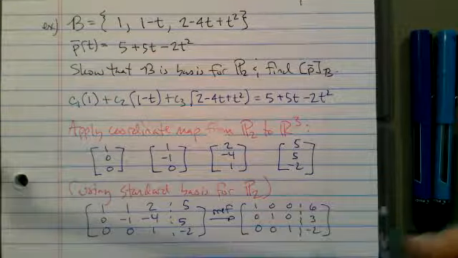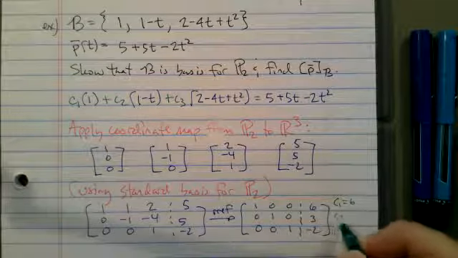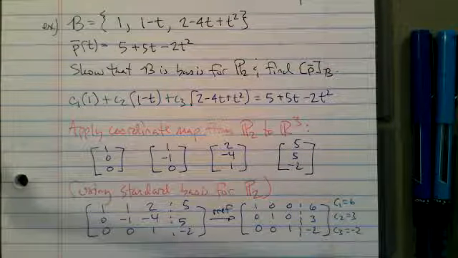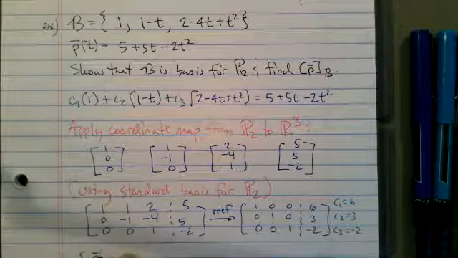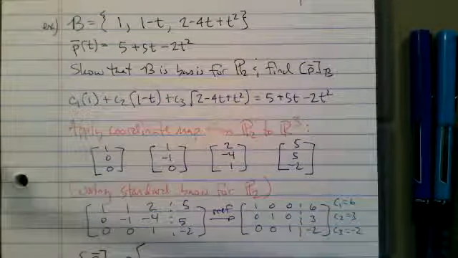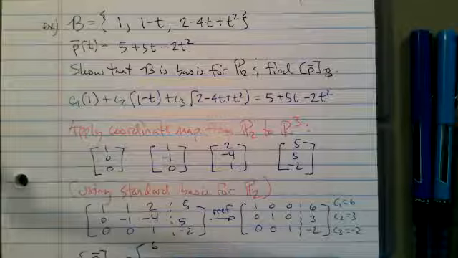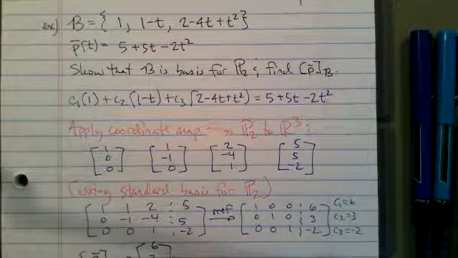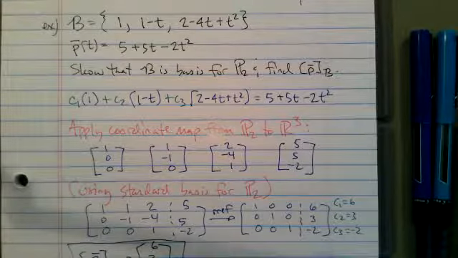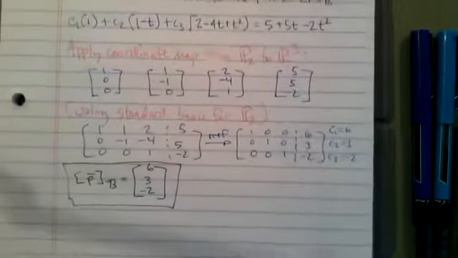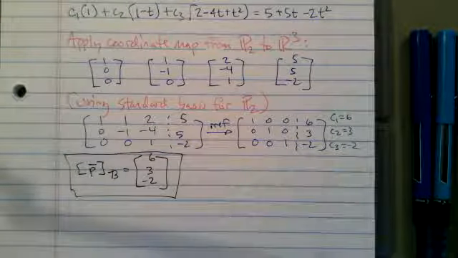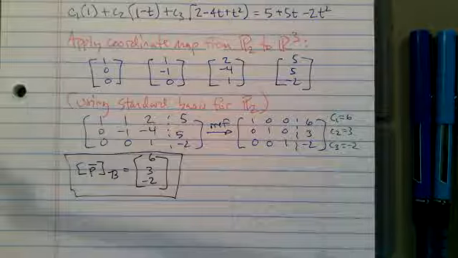So this says that c1 is equal to 6, c2 is equal to 3, and c3 is equal to negative 2. So the coordinates of p relative to B, since these are coordinates, they will look like R3, but it'll be 6, 3, negative 2. Just make things look like Rn. That's all we need to do.